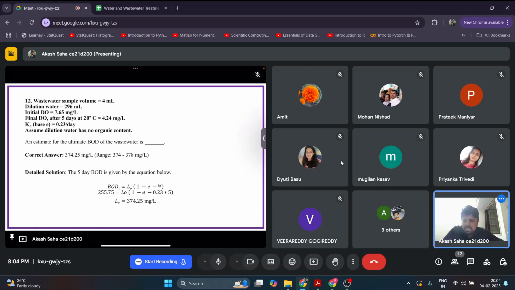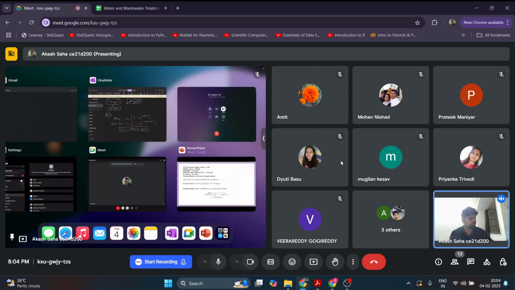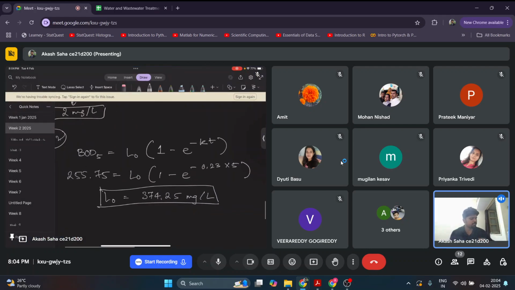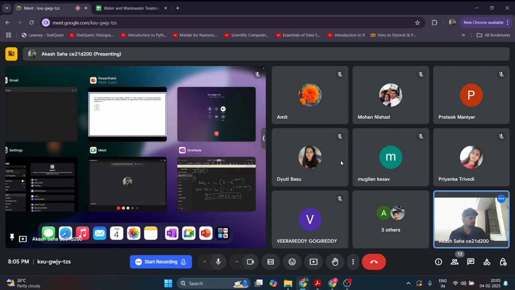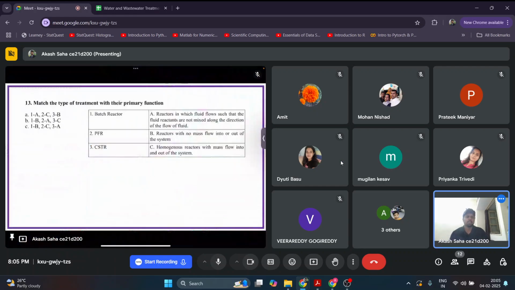Note that it should be e to the power minus kt, not e minus 2.3 into 5. It should be in powers. I think some typo error happened. It should be e to the power minus 0.23 into 5. Everything should be in powers. Or you can take a screenshot of this, where I have written it correctly. Anyway, you will get all these sessions recorded on the YouTube channel, so don't worry about it.